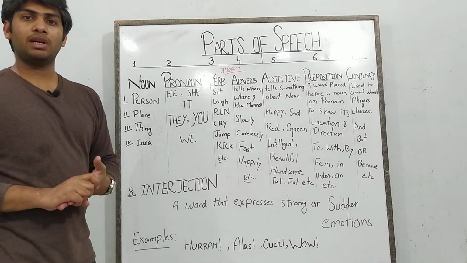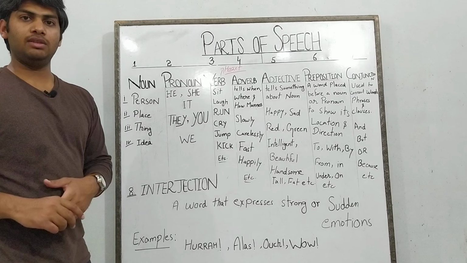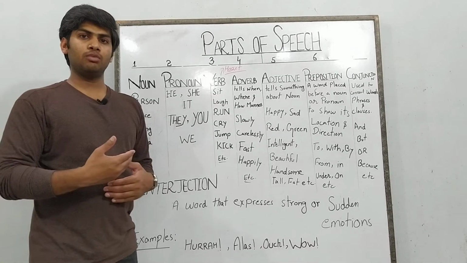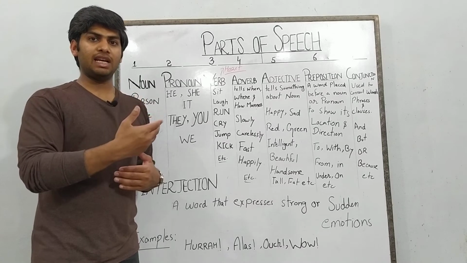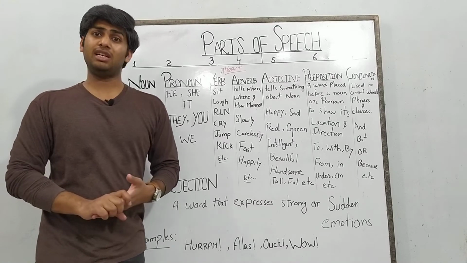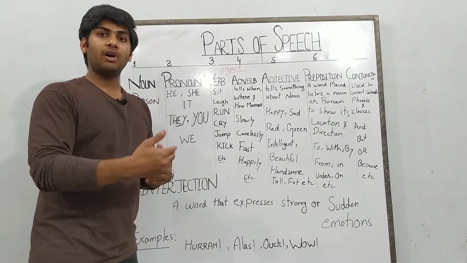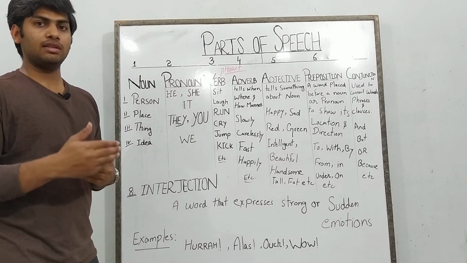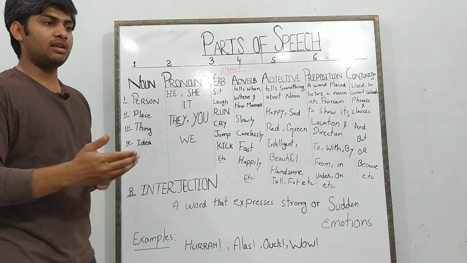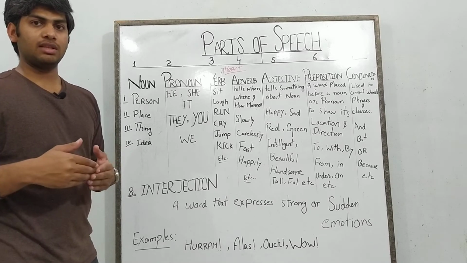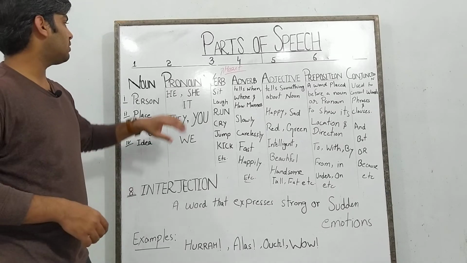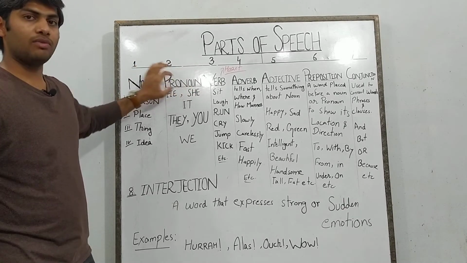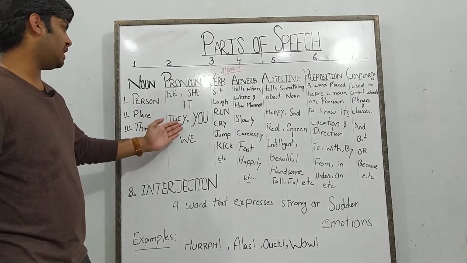Next, pronoun. Why do we use pronoun? In order to avoid repetition time and again. If I say that Mr. Asad is a young boy, Asad is very intelligent, Asad is very diligent, Asad is very devoted, Asad is very hardworking, then time and again I use the word Asad, and the listener or the reader gets irritated. So we use these instead of noun: he, she, it, they, you, we.